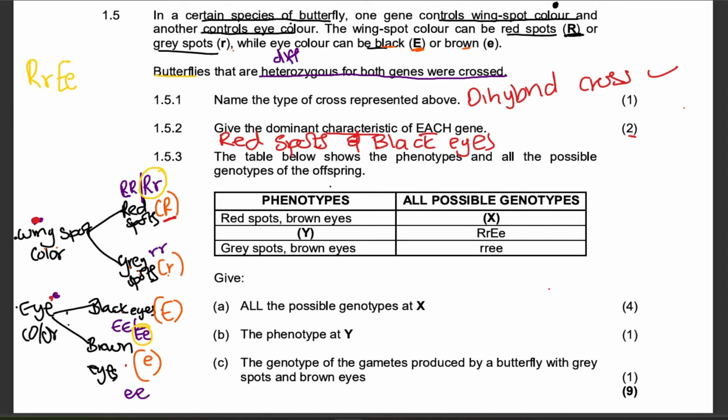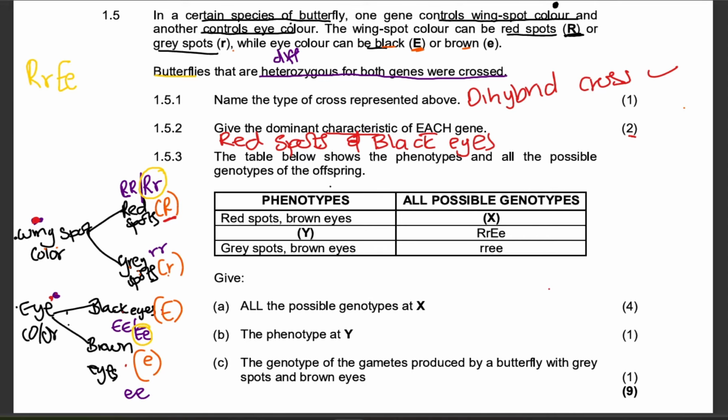The table below shows the phenotypes of all the possible genotypes of the offspring. Now, they're talking about the offspring, right? They're no longer talking about the parents. The parents, this is obviously describing the genotypes for the parent. Now, the red spots, brown eyes, and the possible genotype, so that will be your X. And the Y, they've given you the genotype for the offspring: capital letter R, small letter r, capital letter E, small letter e. Gray spots, brown eyes, that's the genotype.